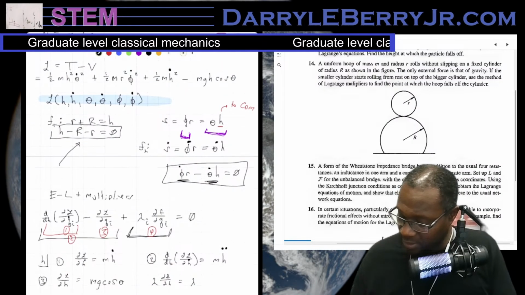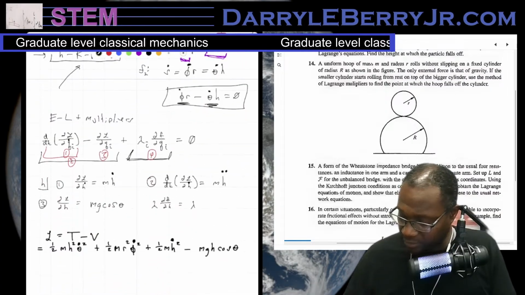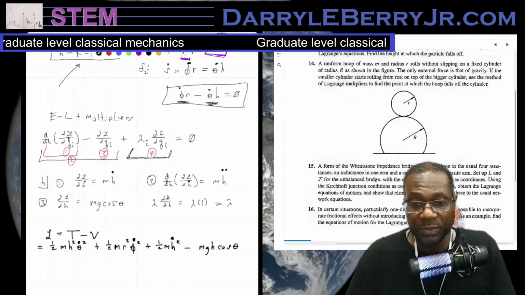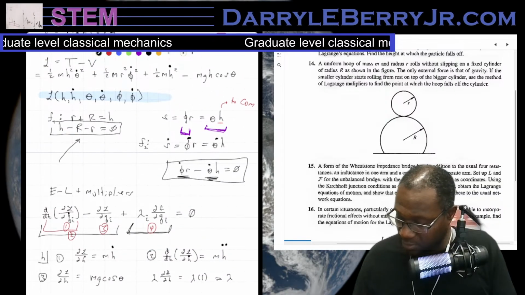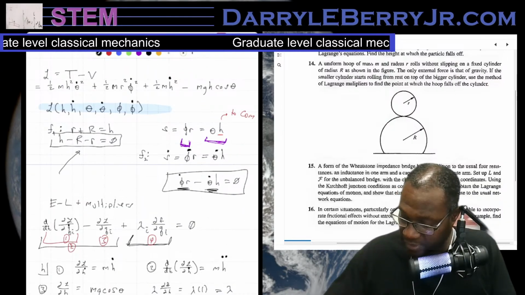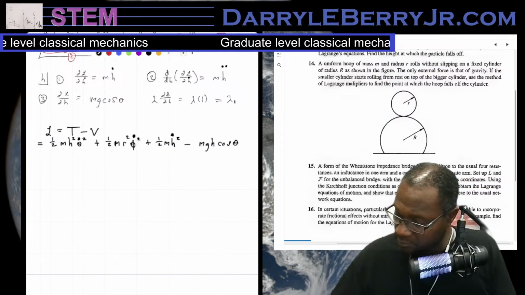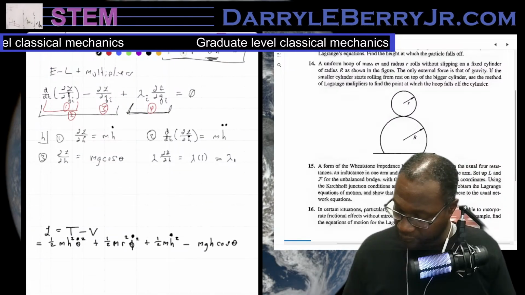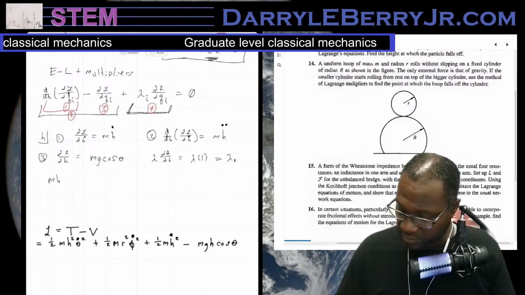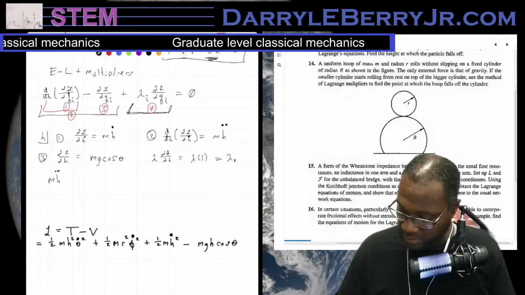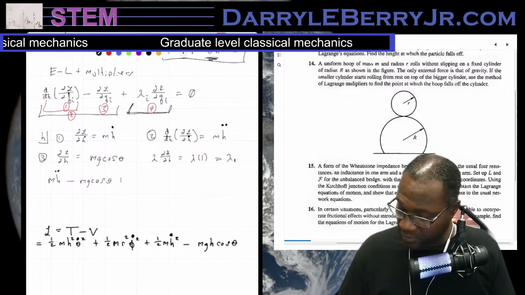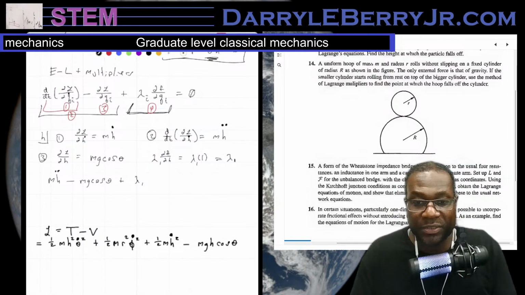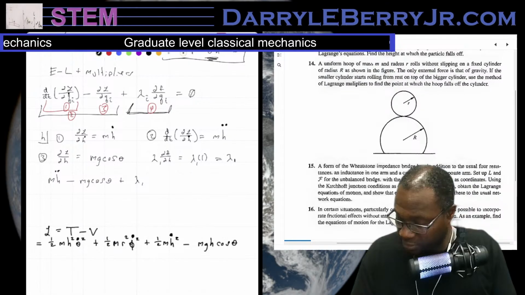So I have lambda, and if I take the partial derivative of that with respect to h, it's just 1. So that equals lambda. And I'll just call this lambda 1 since I use F1 for that one. All right, so if I put this all together, we have m h double dot minus mg cosine theta plus lambda 1. So we have the first of our equations.